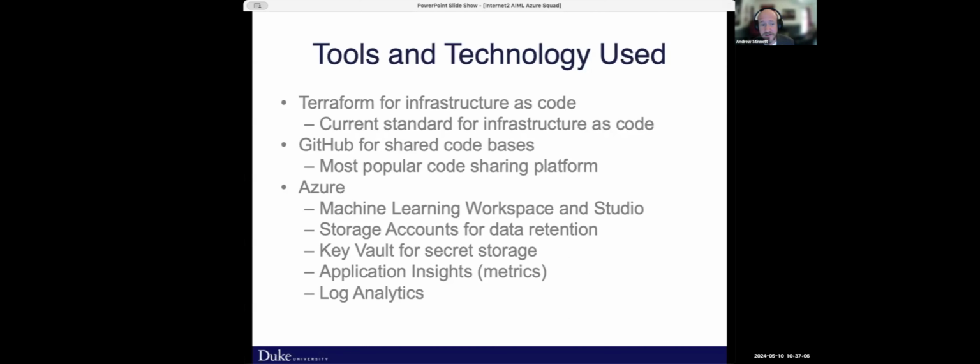The pieces of Azure that we use were the machine learning workspace and studio, and we'll talk a little bit more about that shortly. We're using Azure storage accounts for actual data retention. Those are sort of Azure's way of providing S3, although it's not actually S3, it's a different thing. We're using Key Vault for secret storage, Application Insights, which means metrics. I don't know why it's called Application Insights, but it's great to have metrics. And then we're using some Log Analytics in there as well.